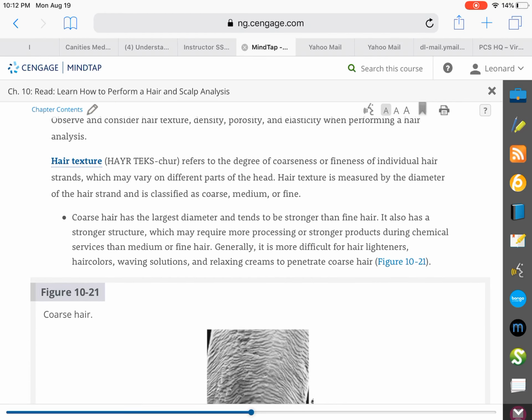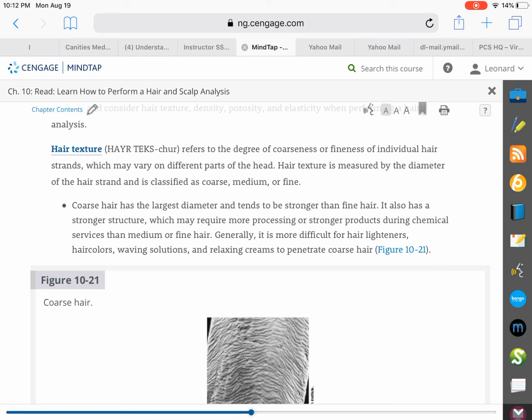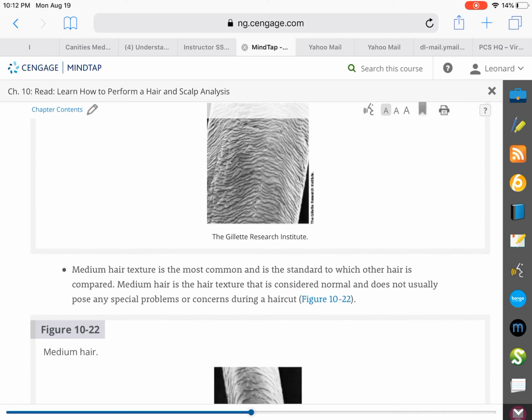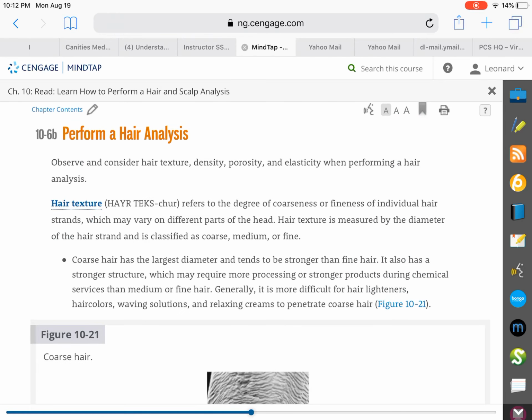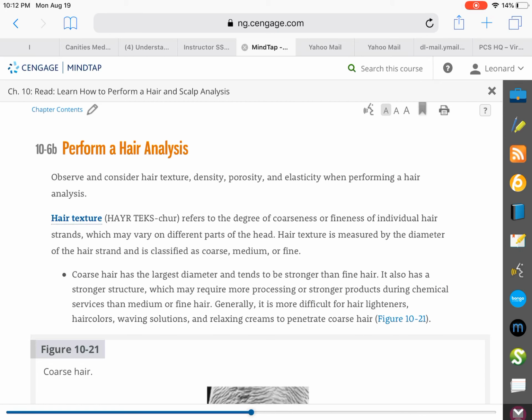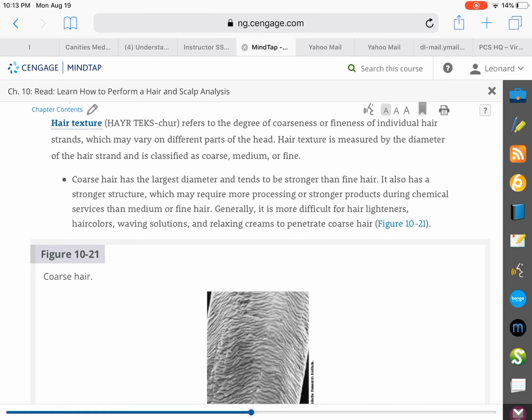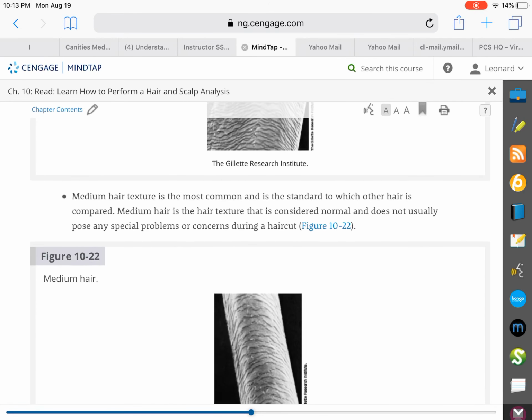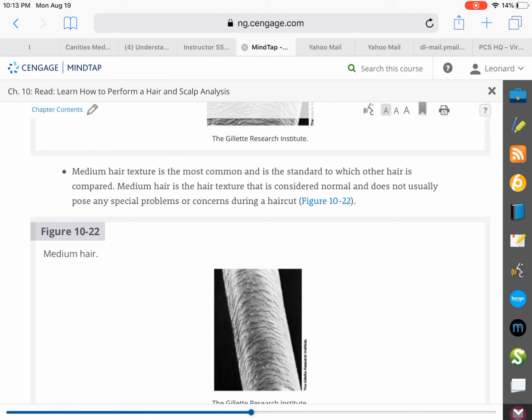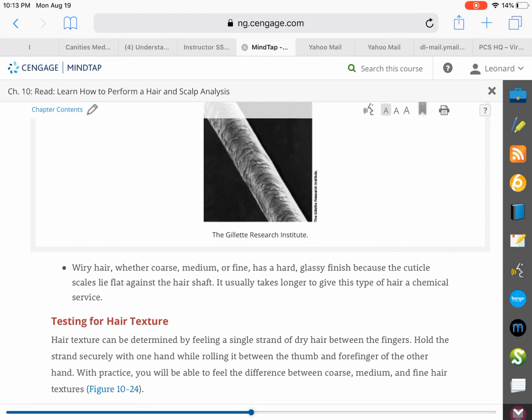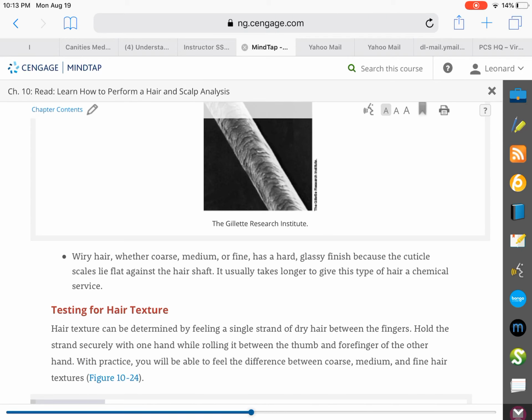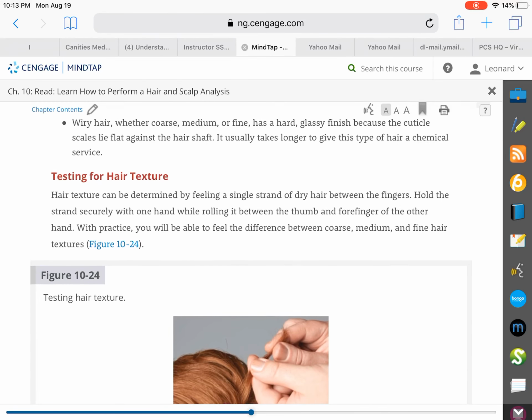Texture. You have different types of texture: coarse, medium, and fine. The texture refers to the degree of coarseness or fineness of the hair strands. It is measured by the diameter of the hair strand. Coarse hair has the largest diameter. Medium is in the middle, and fine is the smallest.